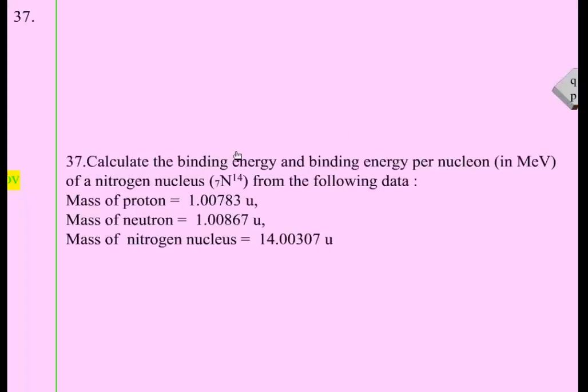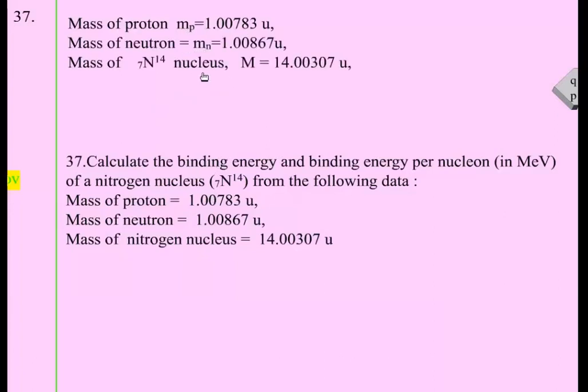So now look at this. From this, calculate the binding energy and binding energy per nucleon. For this, data is given: mass of proton, mass of neutron, and mass of the nitrogen nucleus, that is M is equal to so much. From this we can calculate the mass defect, binding energy and binding energy per nucleon. Look here, A is equal to 14. Here A is the mass number 14, and 7 is the atomic number, Z is equal to 7.